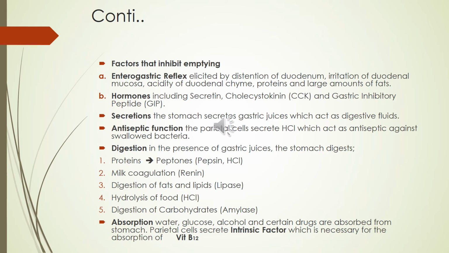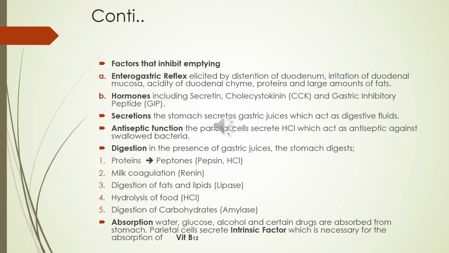If it's continuously receiving food from the stomach, but it's not able to pass the food on to the large intestine or carry out the rest of the activity. So the irritation of the duodenal mucosa, the acidity of the duodenal chyme, protein, and a large amount of fat as well. And the next is the hormones, which include secretin, cholecystokinin, and gastric inhibitory peptide. All of these hormones hold the food in the stomach instead of passing that food to the duodenum.